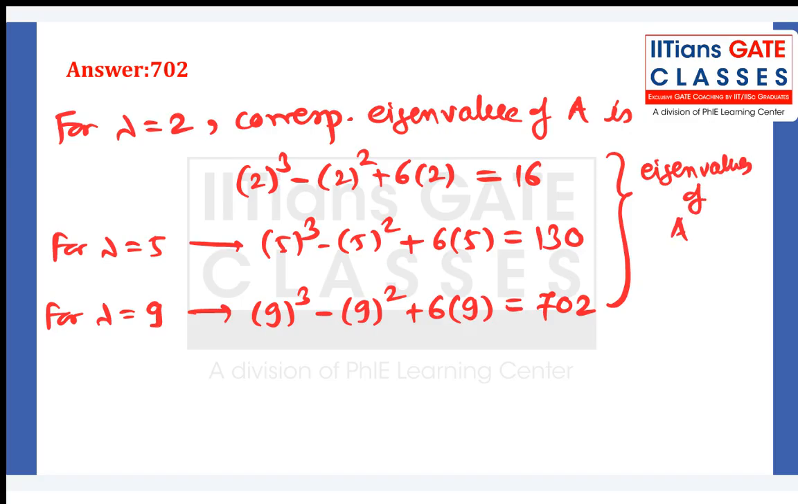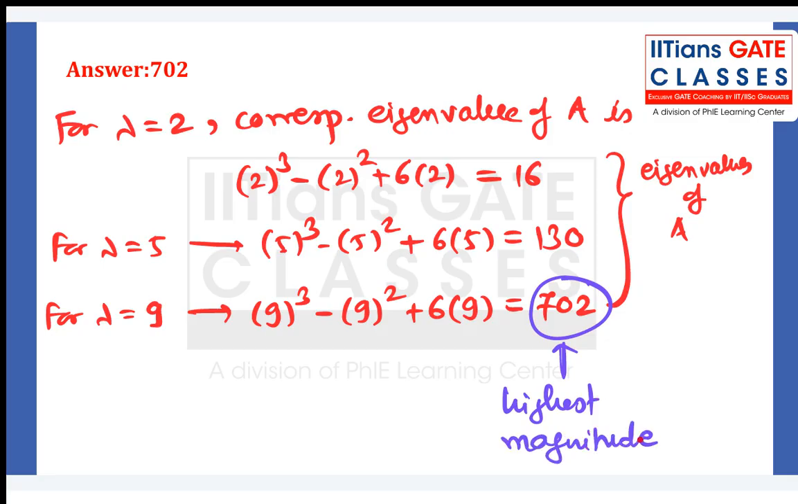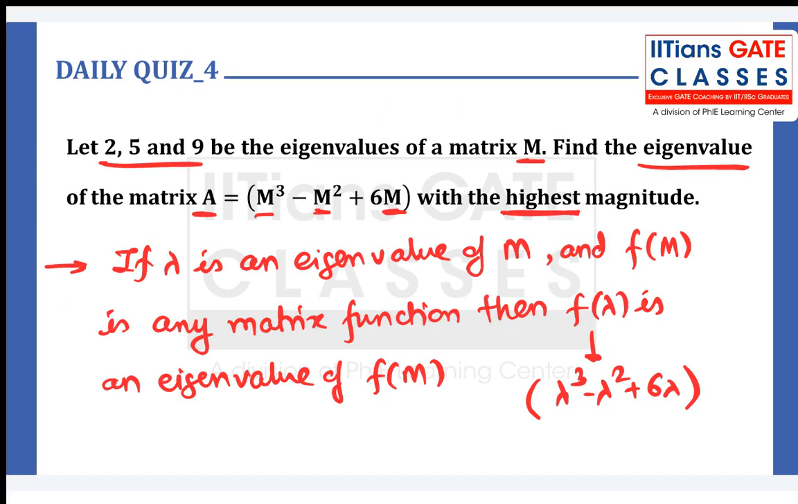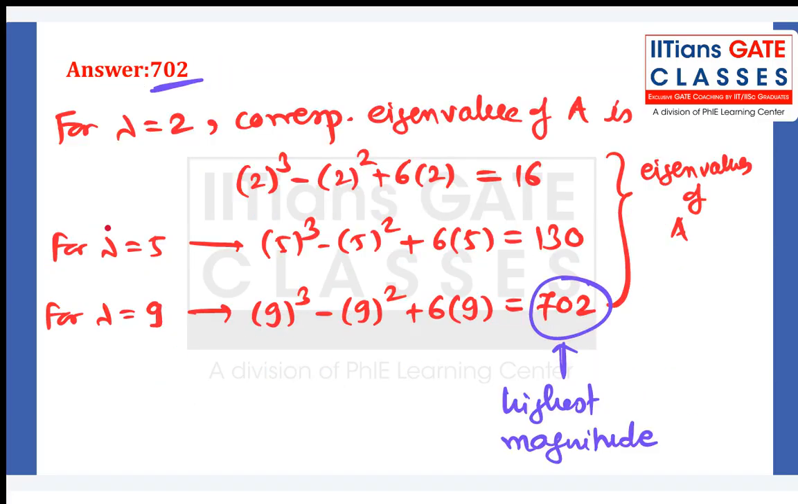And they're asking for the highest magnitude. So magnitude wise, 702 is the highest magnitude eigenvalue. And that is the correct answer. So for these types of questions you should remember this property of eigenvalues and the matrix function of a given matrix. I think this is the last question.